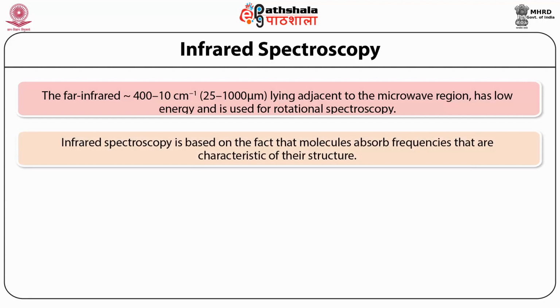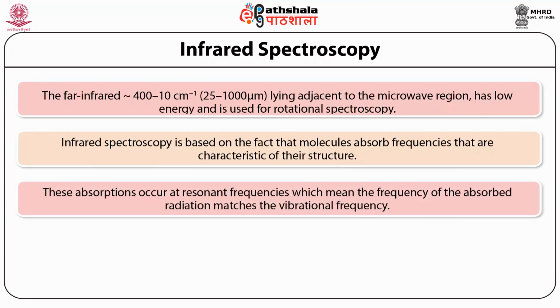Infrared spectroscopy is based on the fact that molecules absorb frequencies that are characteristic of their structure. These absorptions occur at resonant frequencies, that means the frequency of the absorbed radiation matches the vibrational frequency. The energies are affected by the shape of the molecular potential energy surfaces, the masses of the atoms and associated vibronic coupling.